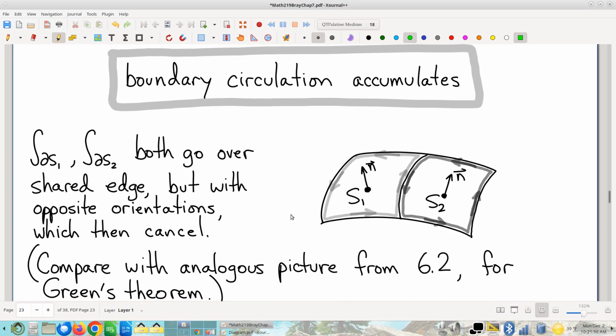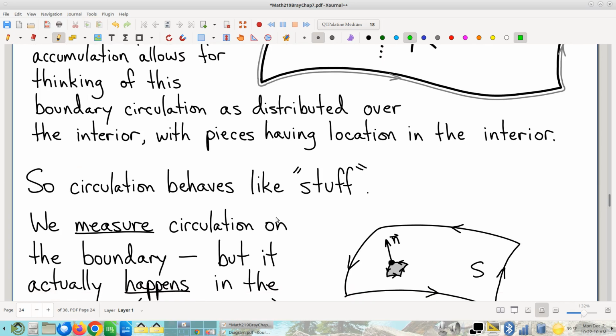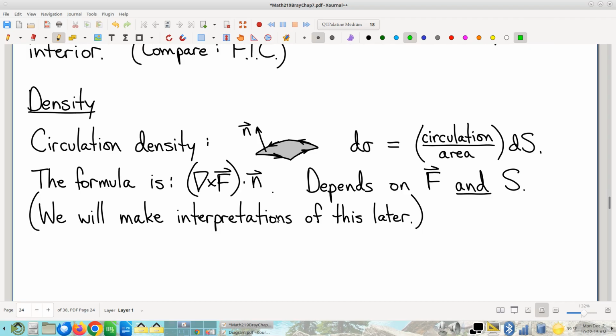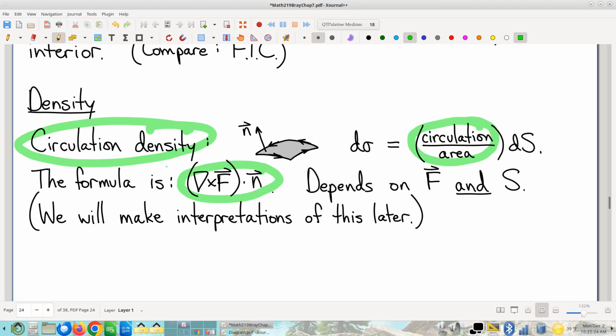Sounds a little weird because it's not something that we view as being distributed over the surface, but it acts just like it's distributed over the surface. Weird. So you can treat it as if it's a kind of stuff. Correspondingly, you can talk about the associated density. The associated density, what I call circulation density, namely circulation per unit area, is computed by this formula right here. Curl dot normal vector, and that's the orientation unit normal.